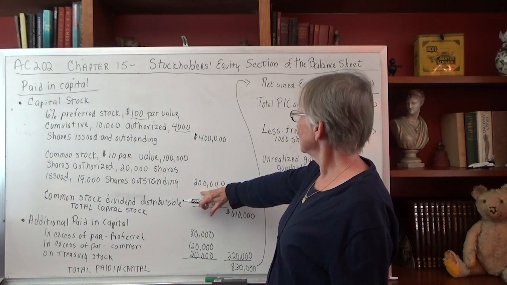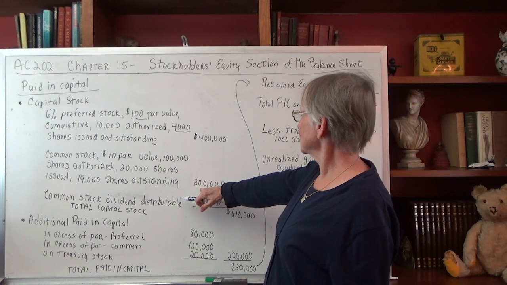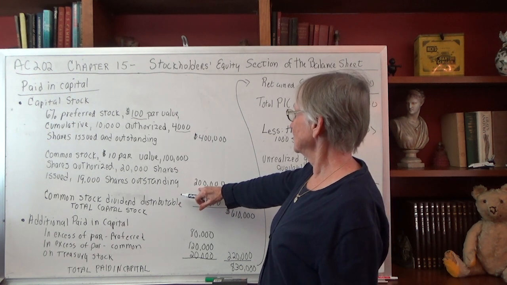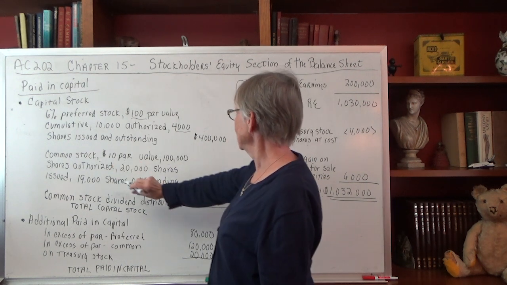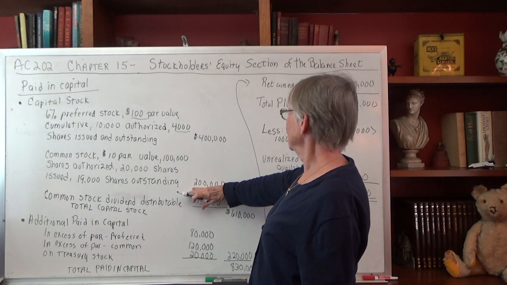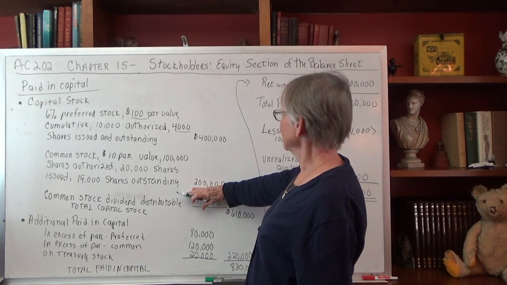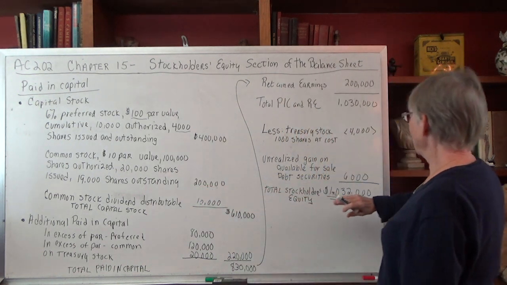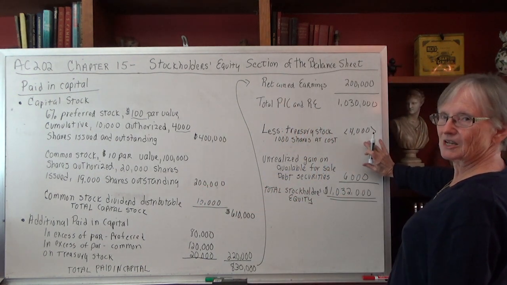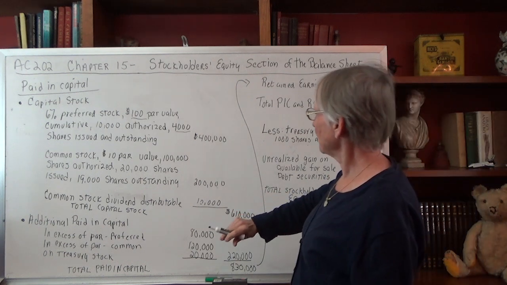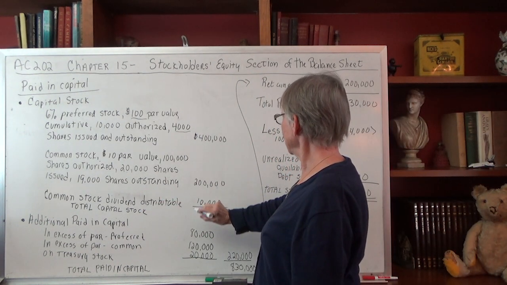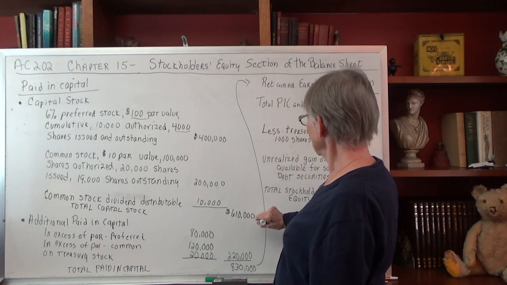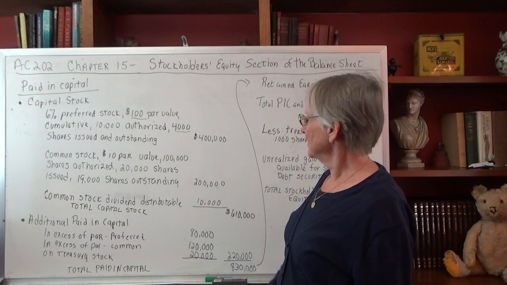But you'll notice here that the common stock valuation represents the 20,000 shares times the $10 par. That's the $200,000. And then the treasury stock that's been bought back will get deducted towards the end. Okay, and then here's our common stock dividend distributable for 10,000. So we end up with the total capital stock.